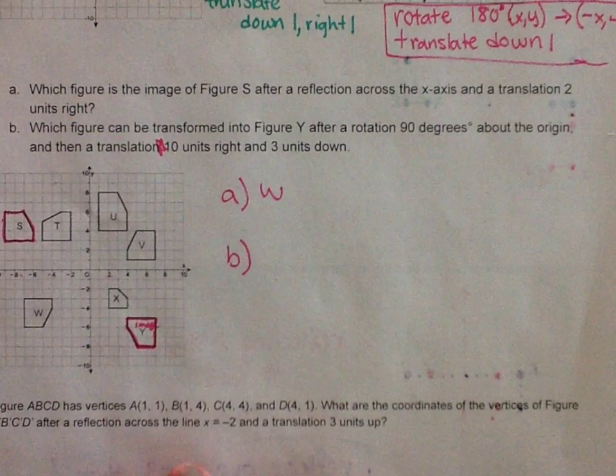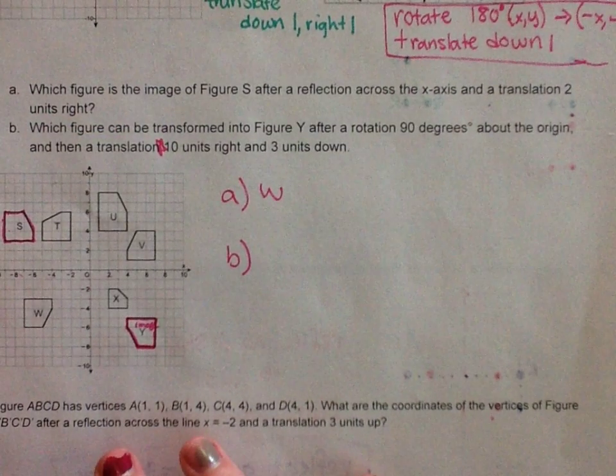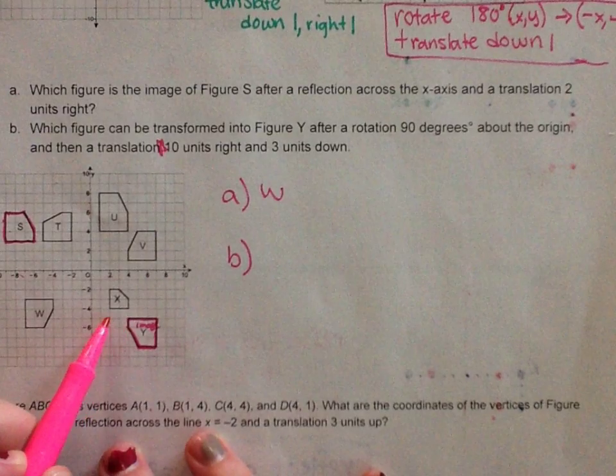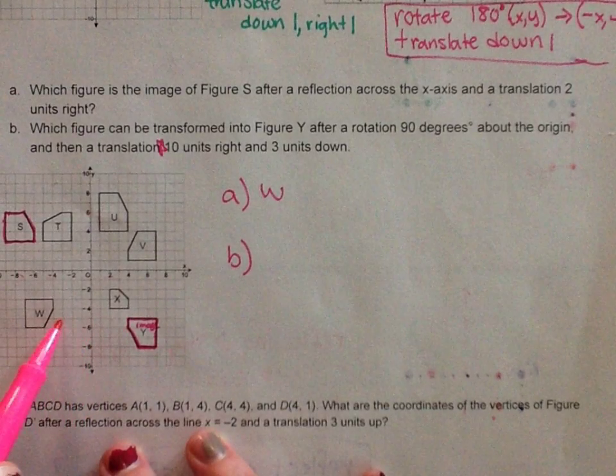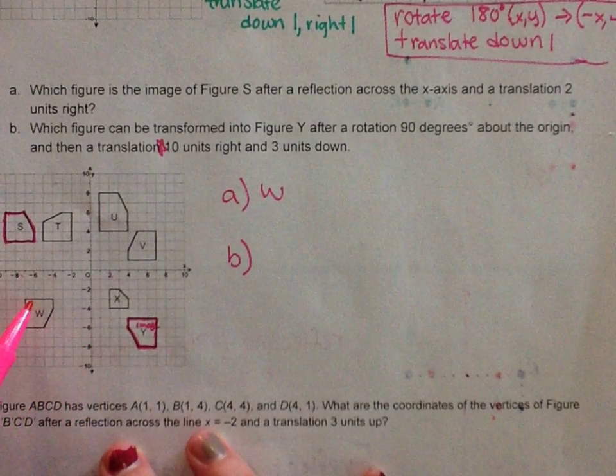The last thing that I did was I went 10 units right and 3 units down. So I'm going to go 10 units left: 6, 7, 8, 9, 10. Then 1, 2, 3.